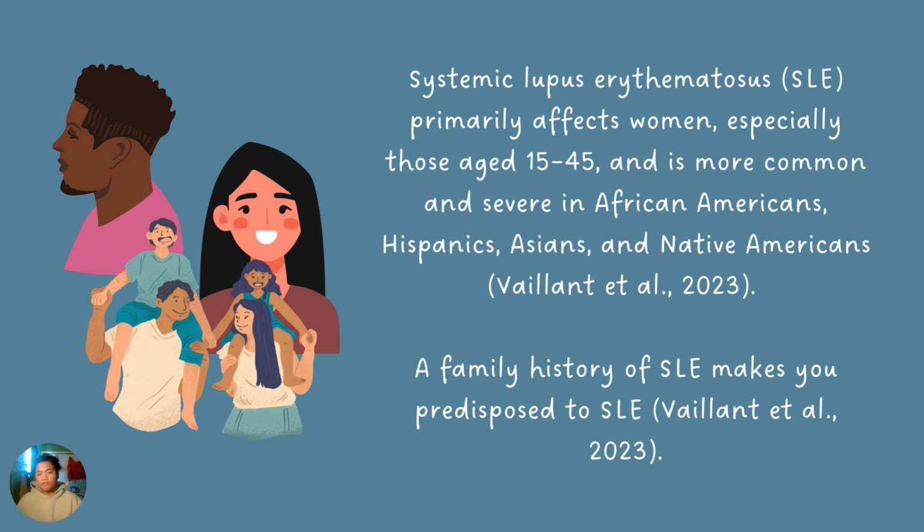Now, for the demographic of lupus, it mainly affects women, especially those aged 15 through 45, but it's also common in African Americans, Hispanics, Asians, and Native Americans. Along with that, if you have a family history of lupus, like your grandma, your mom, or any other family member, like an aunt, it makes you more predisposed to developing systemic lupus.